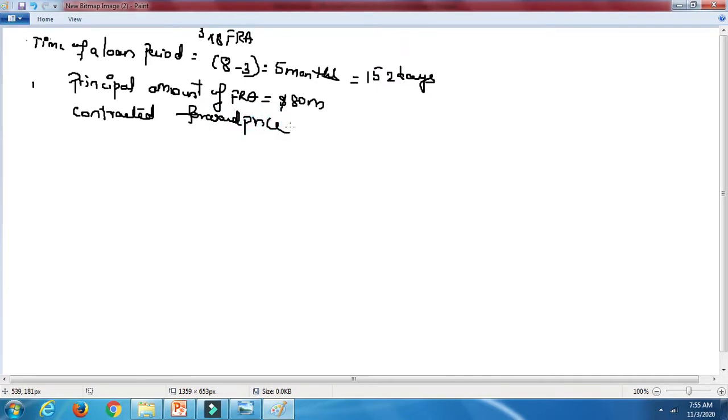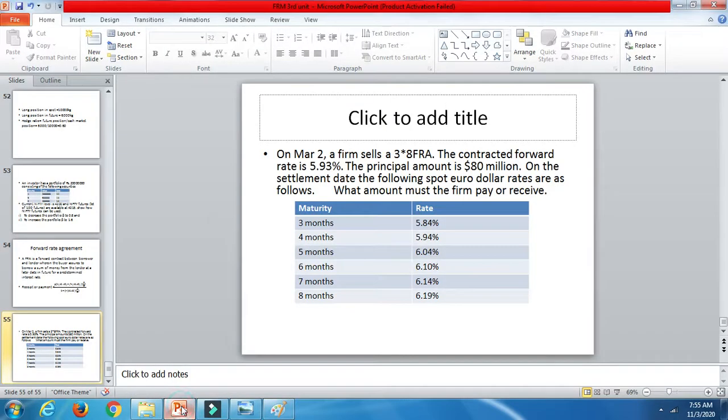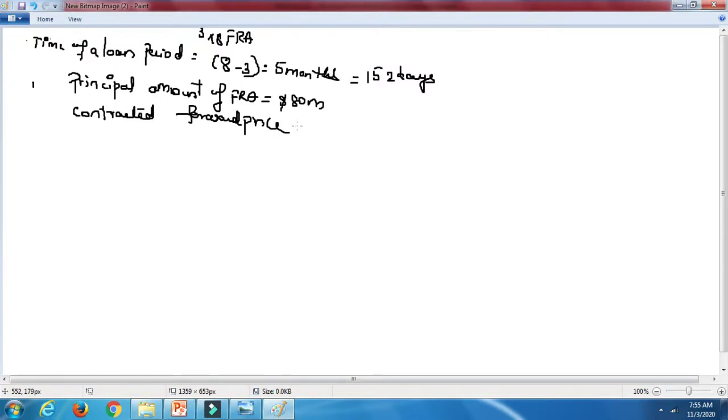Now the contracted forward price given in the question, just check it out, you will find it. He has given the contracted forward price as 5.93%. So 5.93 is given. Now what is the remaining information? Let's take that information down also.